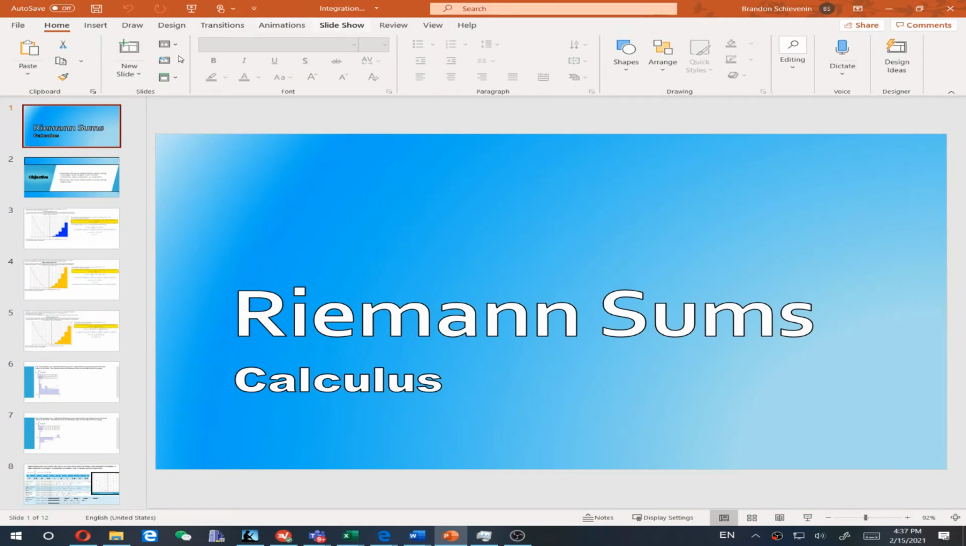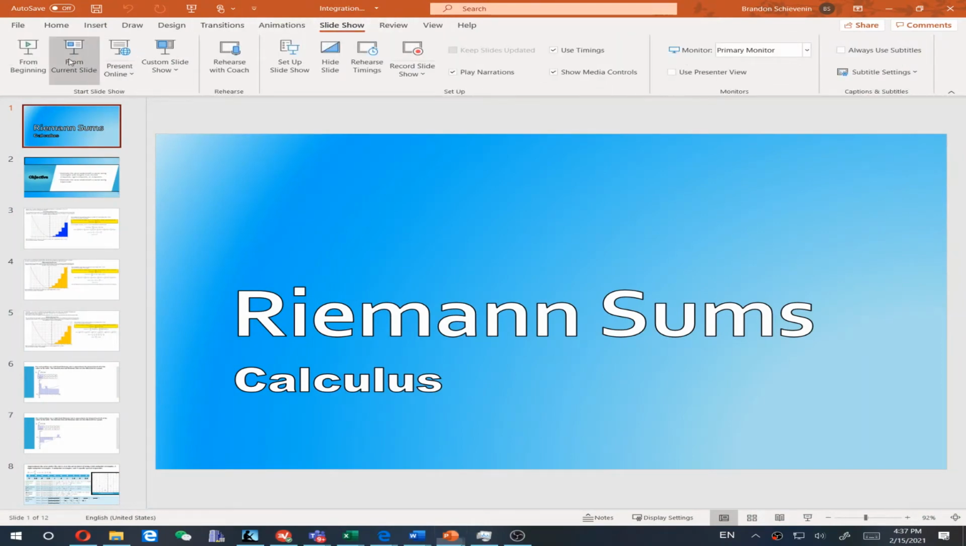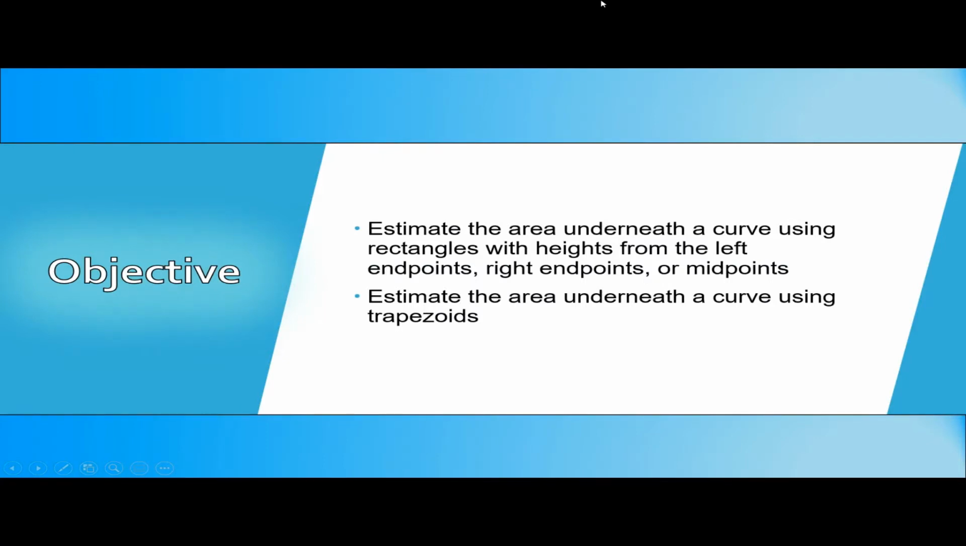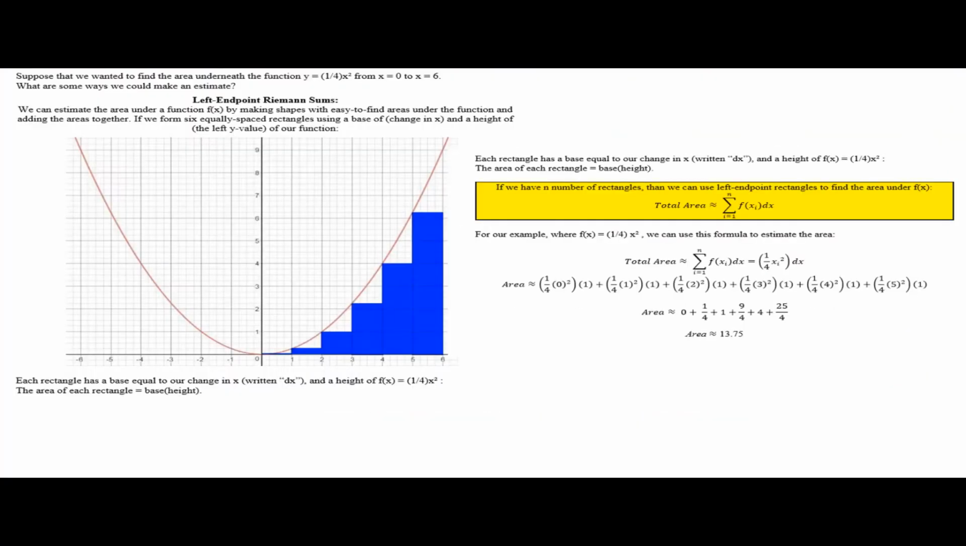Alright, so first things first, I'm going to quickly review Riemann sums. Riemann sums are a way we can estimate the area underneath the curve. If I want to do a left-hand Riemann sum, here's y equals x squared over 4 that I'm graphing right now. Then I'll get my heights from the left side, starting at 0, and then 1/4, and then 1 as we go up.